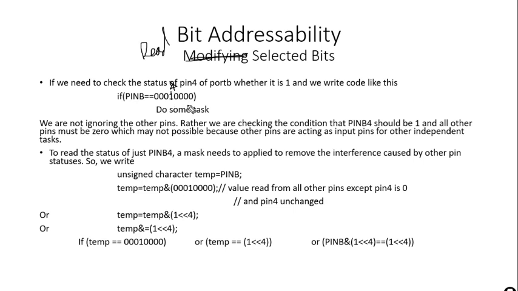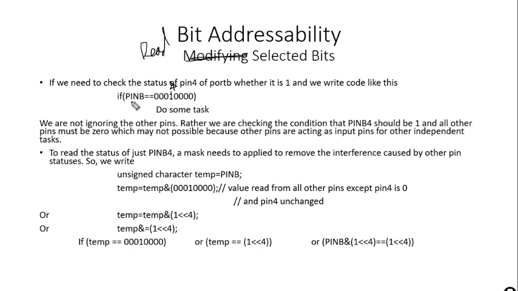There are certainly other pins on port B, and they may be acting as input pins for totally independent devices. One may be for a switch, one may be for a push button performing another task, and some other pins may also be for switches performing separate tasks. So we may not be sure what their status is.